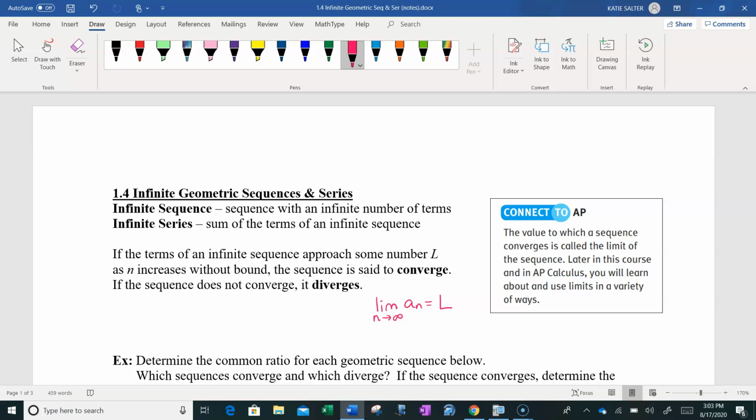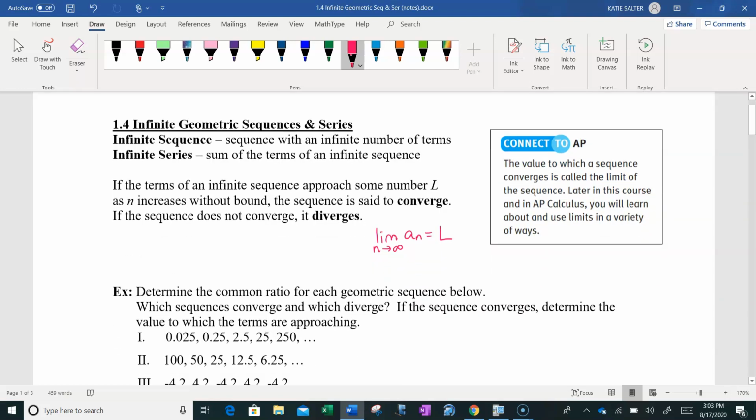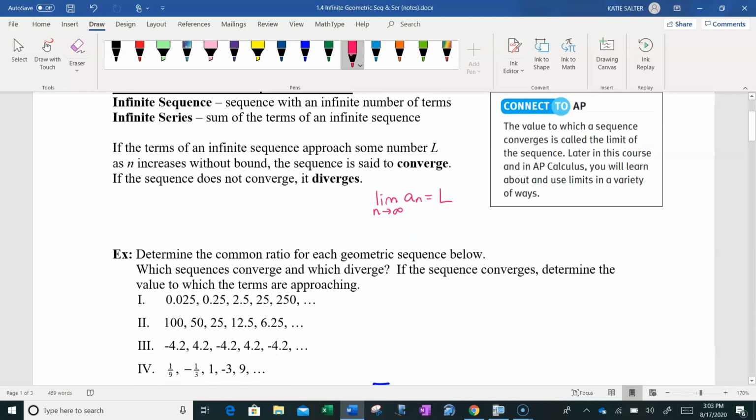All right, so let's look at the first examples. What we're going to do is determine the common ratio for each one, and then state whether we think the sequence would converge or diverge. Remember, if you're not sure what the ratio is, all you have to do is take any term and divide it by its previous term to get the ratio.